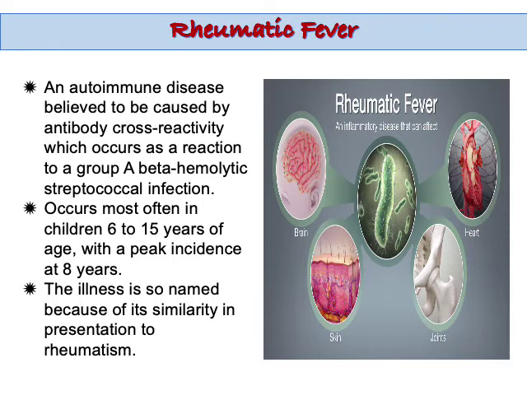Rheumatic fever is an autoimmune disease, which basically means your own immune system attacked your own body cells. This is believed to be caused by antibody cross-reactivity occurring as a reaction to group A beta hemolytic streptococcal infection. This rheumatic fever usually follows pharyngitis, tonsillitis, scarlet fever, or impetigo. All these infections are caused by group A beta hemolytic streptococcus.